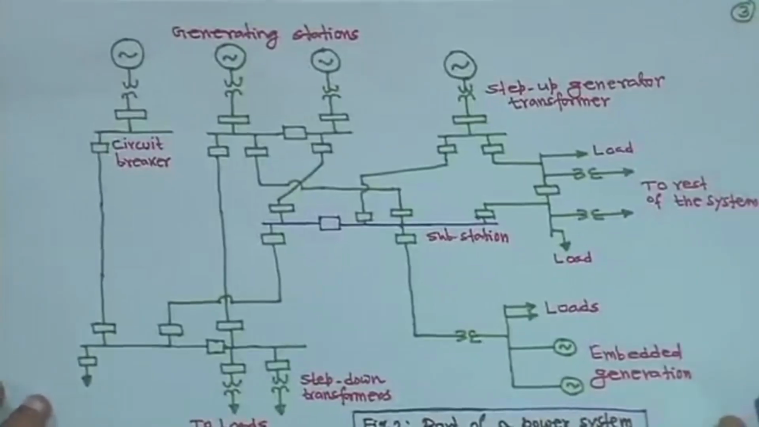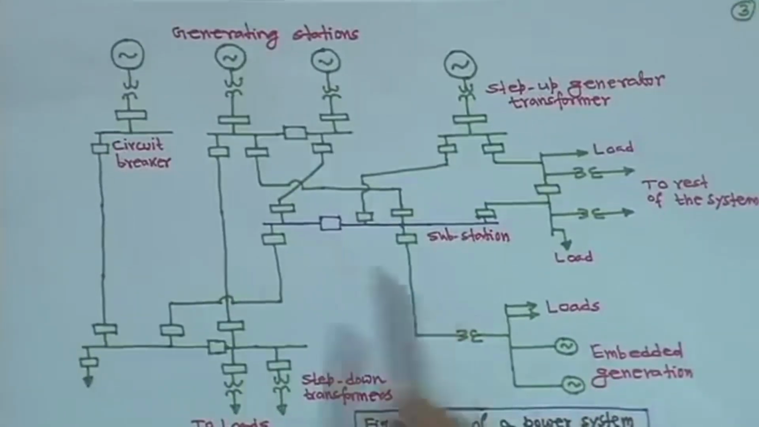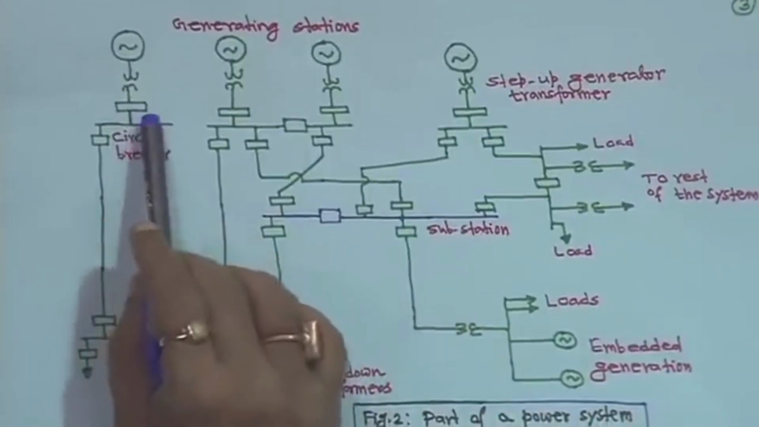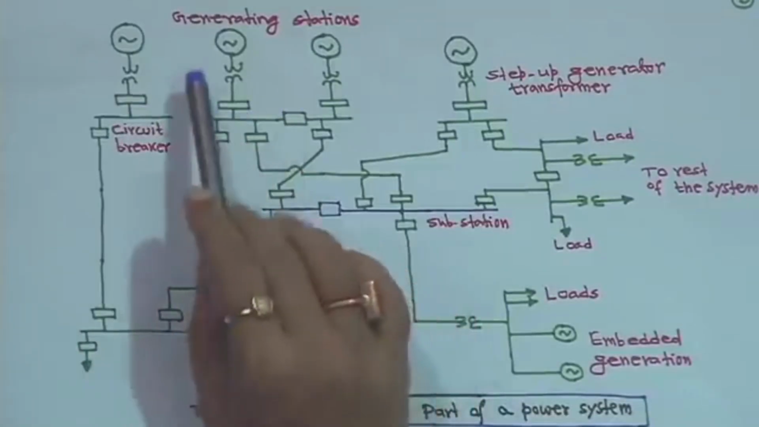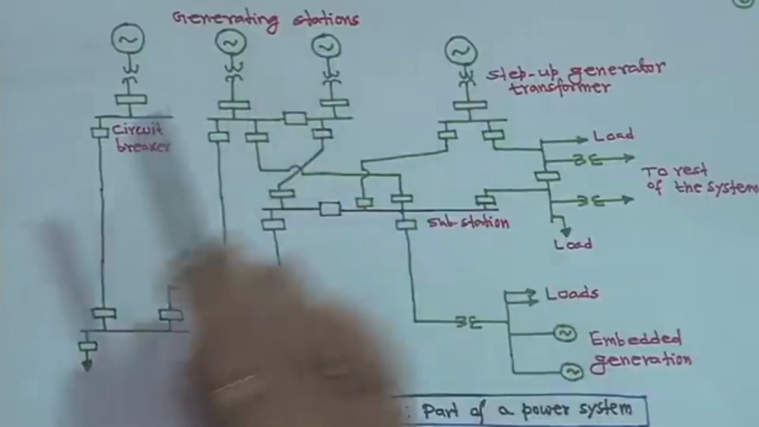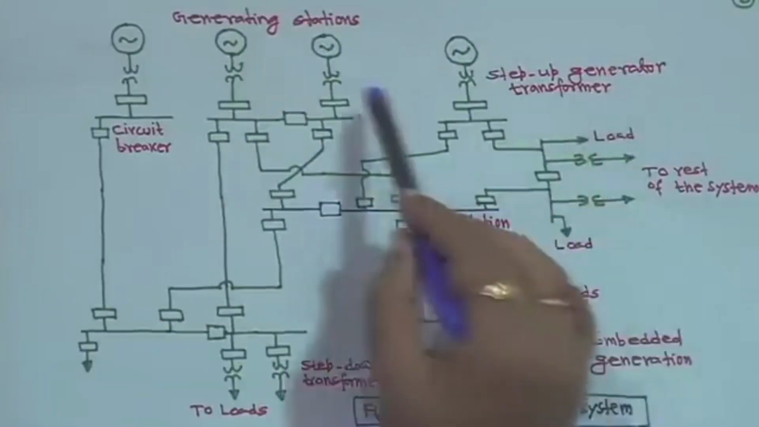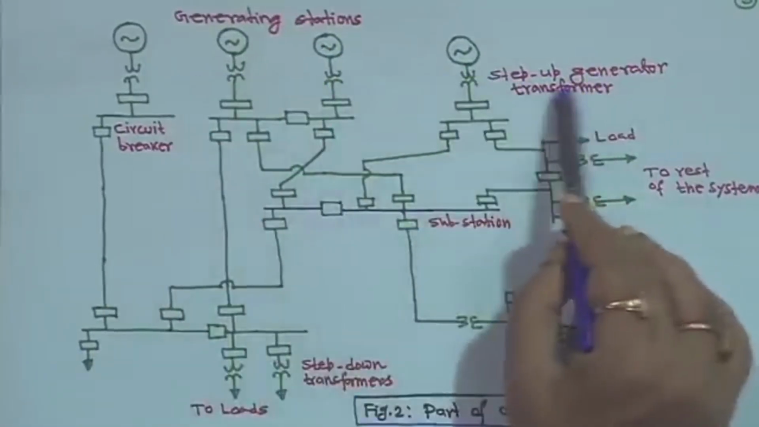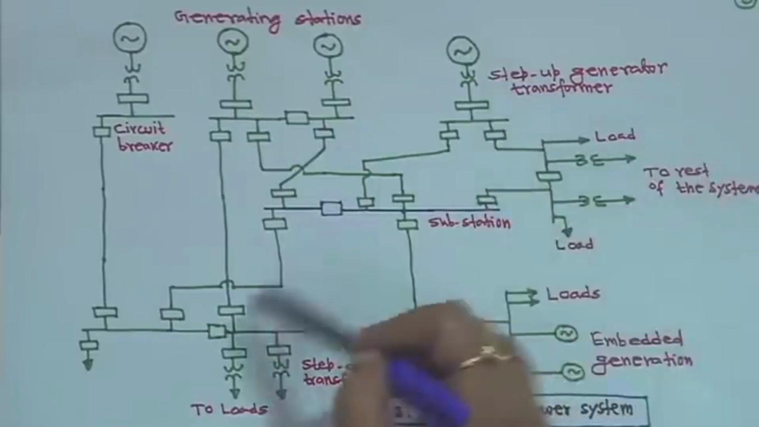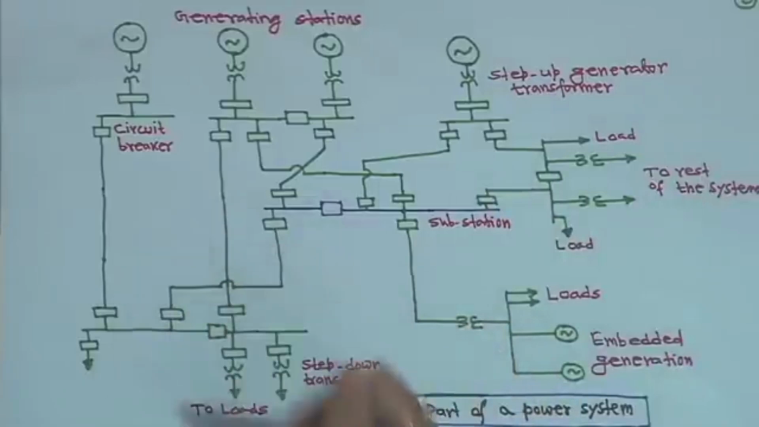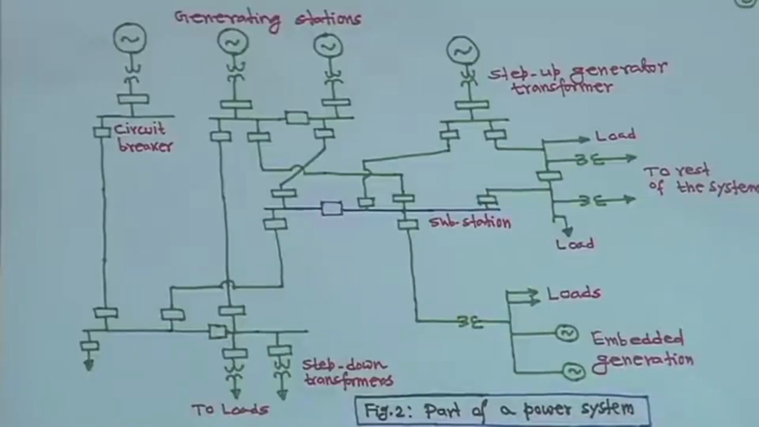Then take this part of a power system. These small rectangular boxes shown are basically circuit breakers, right. Suppose you have a generating station here. Everywhere you have these transformers, which are step up transformers, generator transformers, right. I have drawn this just to show a part of a power system.